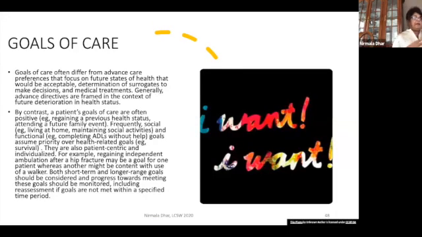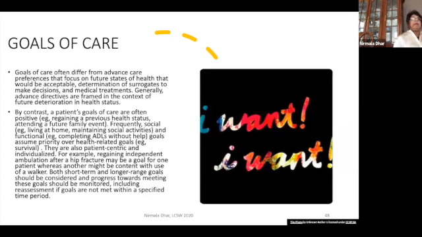That's, you remember, a principle of comprehensive geriatric assessment. Goals of care often differ from advanced care planning or preferences that focus on future states of health that would be acceptable and determination of surrogates to make decisions, such as advanced care planning documents, living wills, medical treatments. Generally, advanced directives are framed in the context of future deterioration in health status. So this is not what goals of care is about.